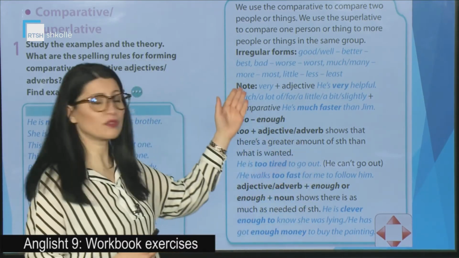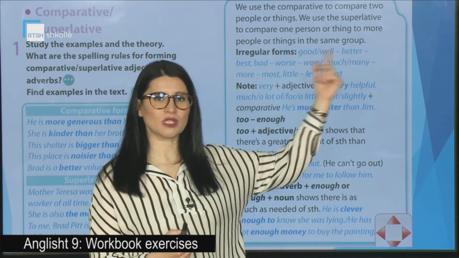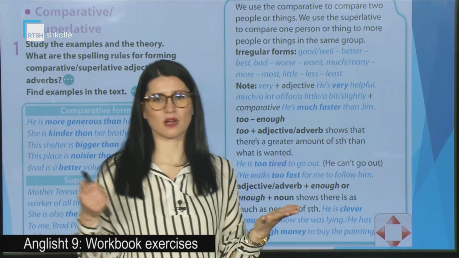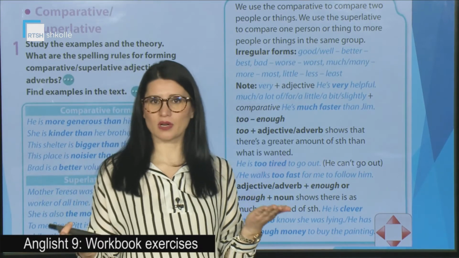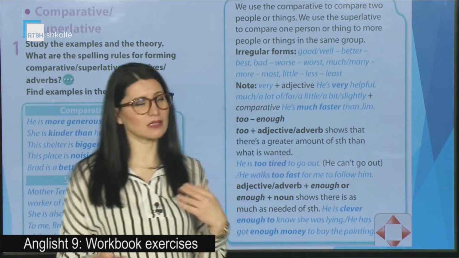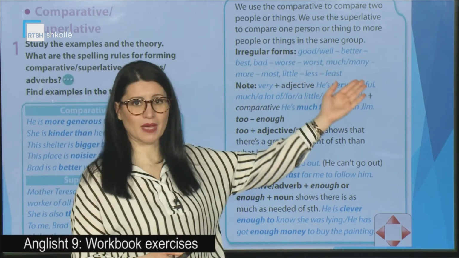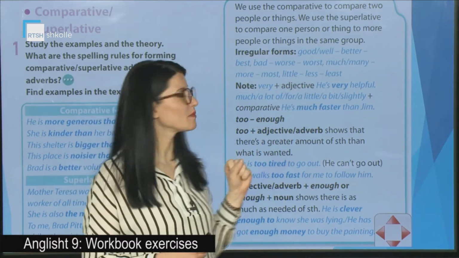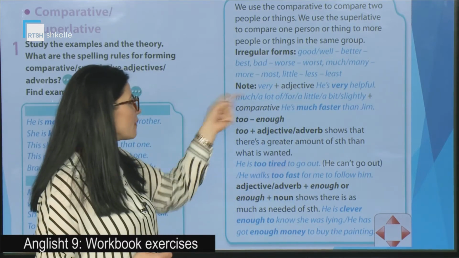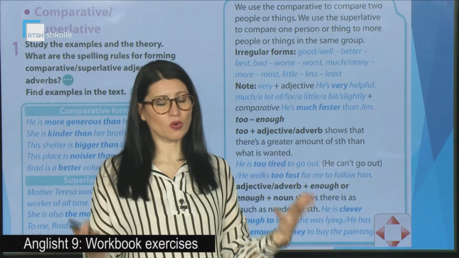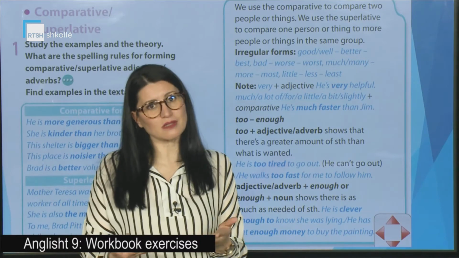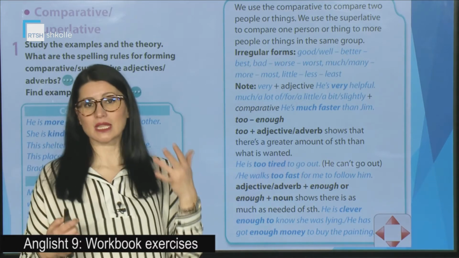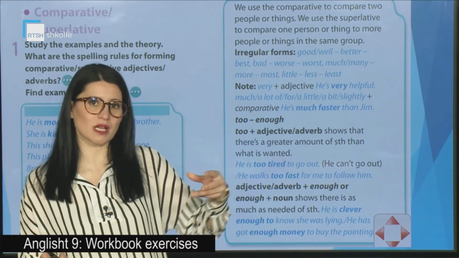Then we have some irregular forms. Be careful, good and well, which is the adverb of good, have the comparative and superlative forms better and the best. Then we have bad, the superlative is the worst and the comparative is worse than. Then we have much and many with the comparative forms more and most, as well as little with less and least. Be careful with very, which is used only before an adjective which doesn't have a comparative or superlative form in the sentence. For example, he is very helpful. In this case, the word very is just used to emphasize the adjective.